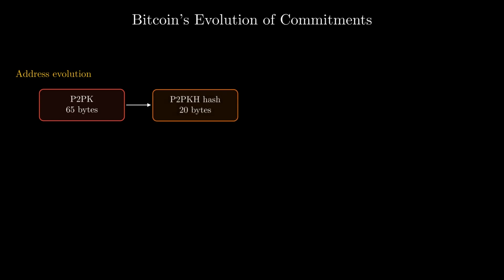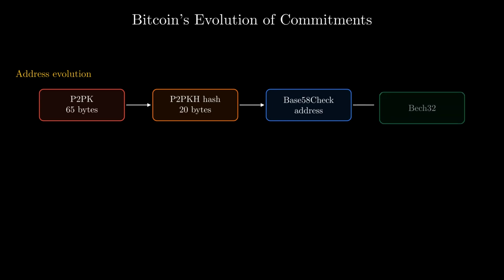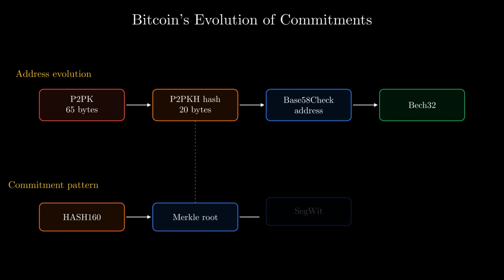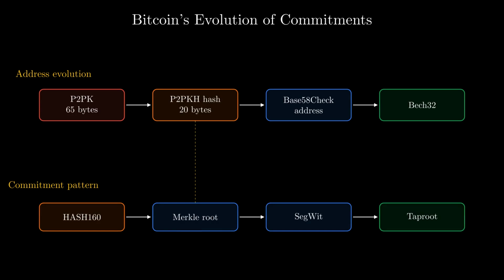We've gone from 65 bytes to 20, but 20 raw bytes of hex is still a transcription hazard. 1 wrong character and funds vanish forever. The next step wraps that hash in an error-checked encoding called Base58Check, and later Bech32. Zoom out and a pattern emerges. Bitcoin evolves by adding commitments, Merkle roots, SegWit, Taproot. Each keeps data compact and reveals detail only when spent.